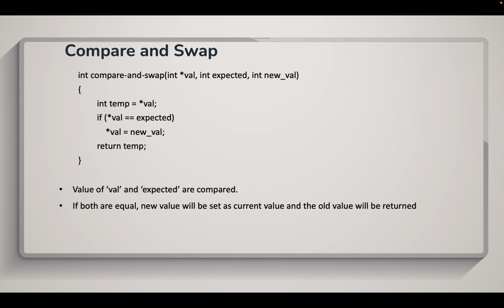The next algorithm is compare and swap. Here we have an old value, an expected value, and a new value. The first one is the old value, the second one is the expected value, and the third one is the new value. If the old value is equal to the expected value, then the new value will be set as the value and the old value will be returned. If both are equal, the new value is set to the current value and the old value is returned.